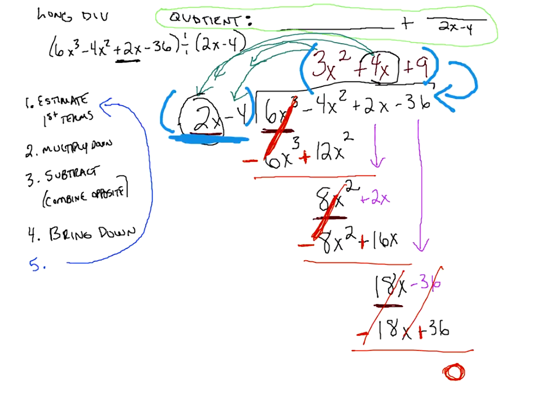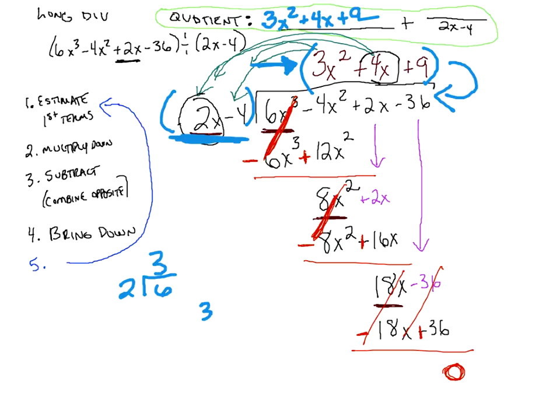So what your question is asking you to do is give the quotient. Like if I were doing regular division with numbers, 6 divided by 2 is 3, there's no remainder there. So my quotient would be 3. So my quotient here is 3x squared plus 4x plus 9.